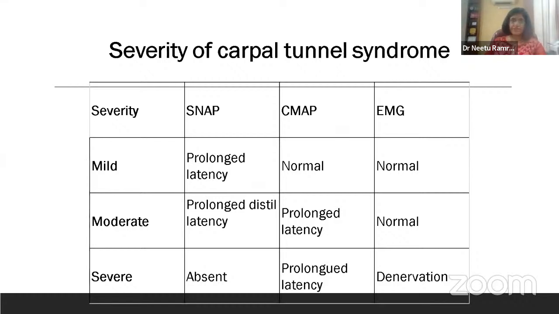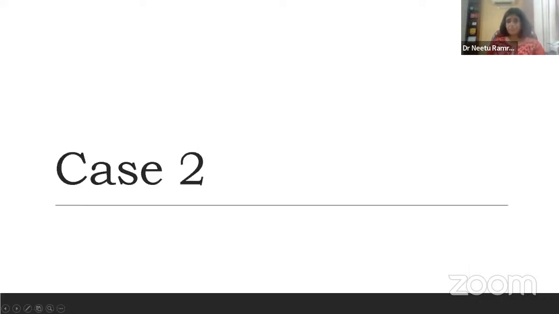How do we grade the severity? In mild, we might find a prolonged latency of SNAP. CMAPs are often normal. And EMG, usually we don't do, but if you do it, it's normal. Moderate, SNAP would have prolonged distal latency. CMAP would have some prolonged latency, but usually the axons, the amplitudes are preserved or borderline low, and EMG would be normal. Severe, SNAPs are often absent, prolonged latency is there, and then you would find denervation on the EMG. So this is the first case which I discussed, which is classical of a carpal tunnel syndrome.